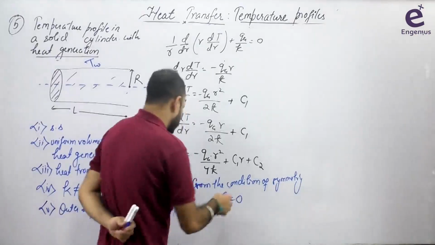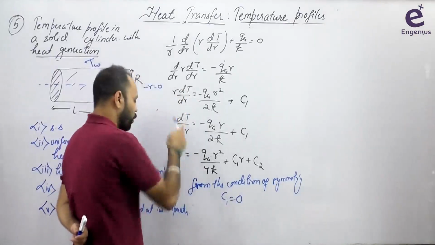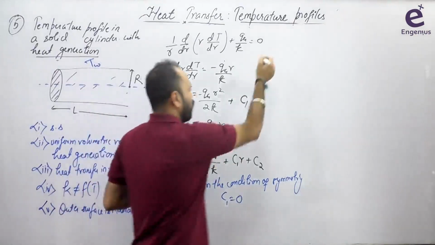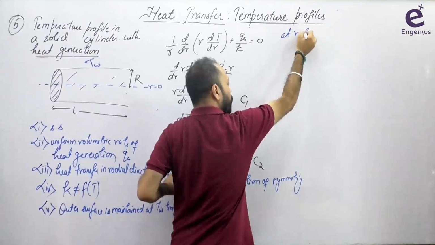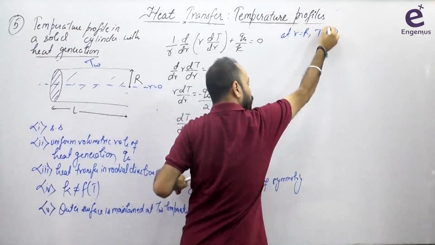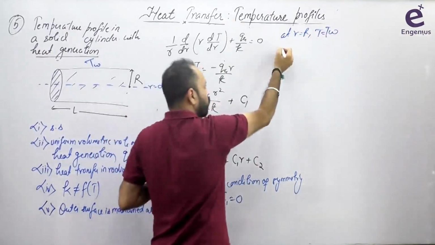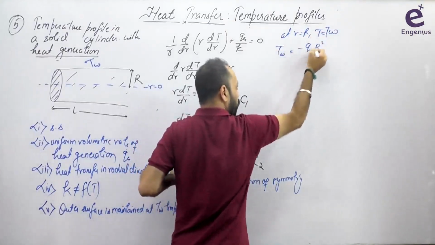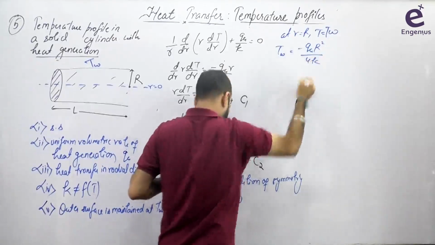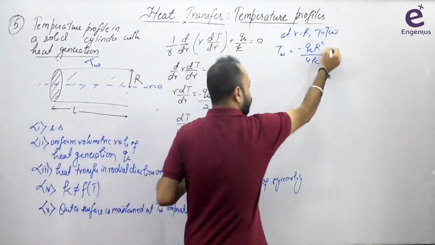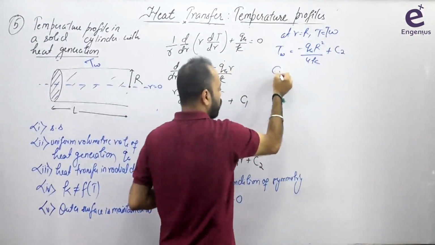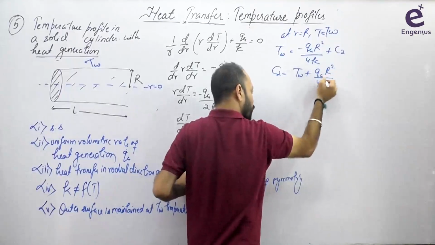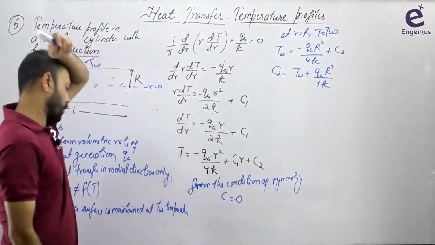From this equation, we also know that at r is equal to capital R, T is equal to TW. So I also have at r is equal to capital R, T is equal to TW. लिख डालो सारा, है ना, put the value. So TW is equal to minus QG R square by 4K, and the C1 तो 0 है, plus C2, तो C2 की वैल्यू क्या आ गई? C2 is equal to TW plus QG R square by 4K. समझ आया?